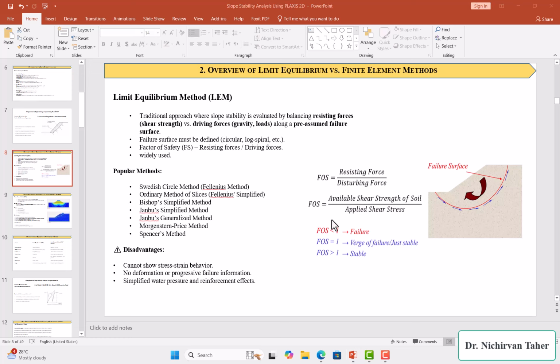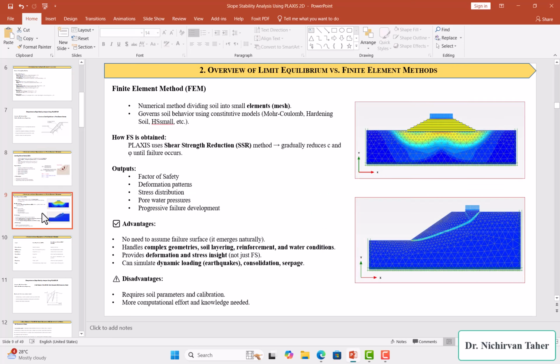In general, when the factor of safety is less than 1, it means the slope is not stable, it is a failure slope. When the factor of safety equals 1, it means the slope is just stable, but on the verge of failure. And when the factor of safety is greater than 1, it means the slope is stable. However, for most practical cases, the factor of safety for a slope should be greater than 1.5.